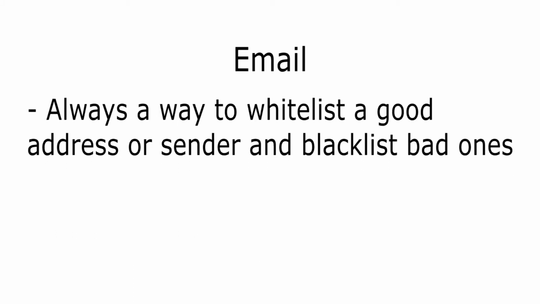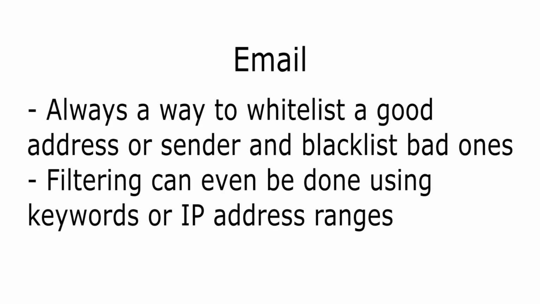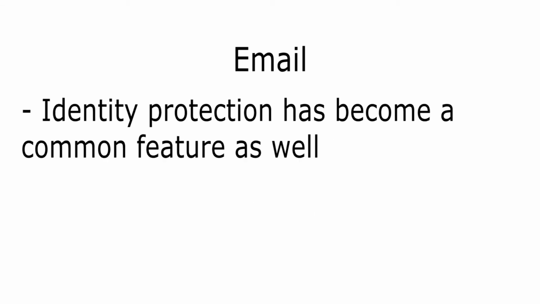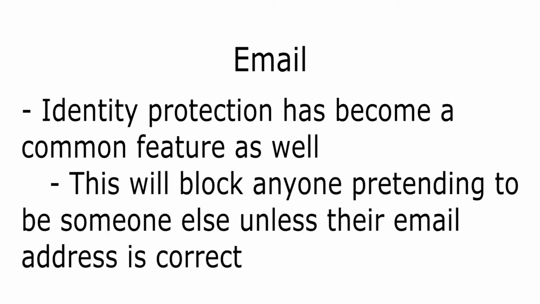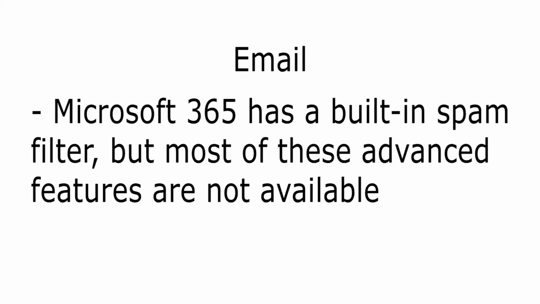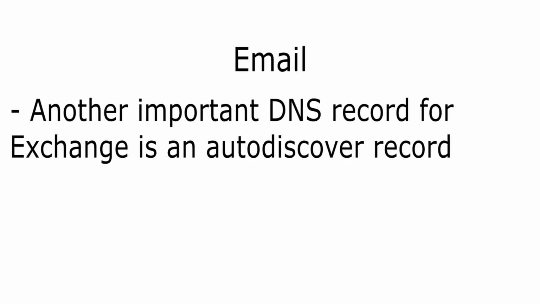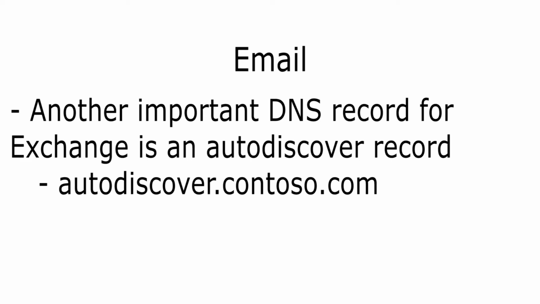There is always a way to whitelist a good address or sender and blacklist bad ones. Sometimes filtering can even be done using keywords or IP address ranges. Recently, identity protection has become a common feature as well. This will block anyone pretending to be someone else unless their email address is correct. Microsoft 365 has a built-in spam filter, but most of these advanced features are not available. Another important DNS record for Exchange is an auto-discover record such as autodiscover.contoso.com.